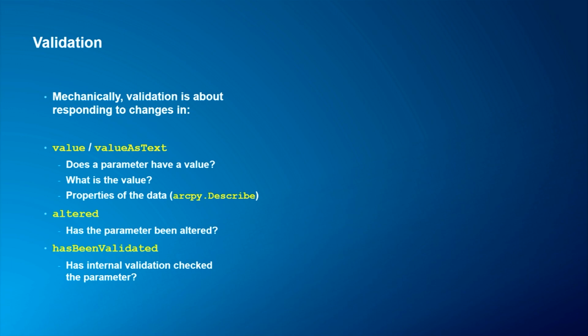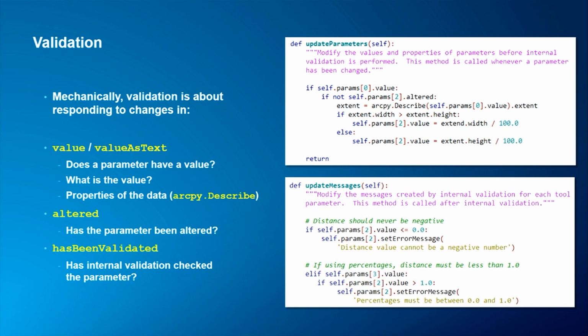Now, when we look at it mechanically, there are really just three things that are key. These three things you're going to be responding to when the validation happens. We get code like this, but it's mostly about responding to what the value of the parameters are. If it's data, then we can describe that data and get more data properties. And then also whether that parameter has been altered or has previously been validated. The altered check is what the upper right example shows. I have one parameter that's a data source, and another parameter that's some kind of numeric value that I'm calculating off of that.